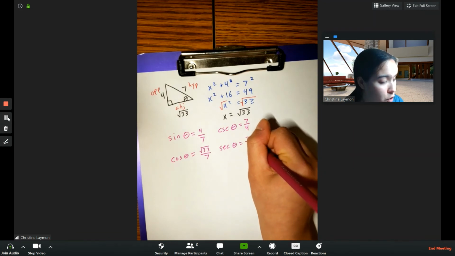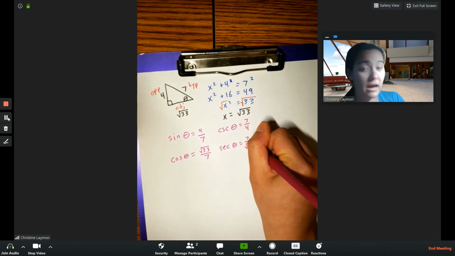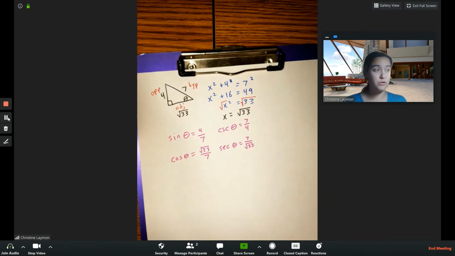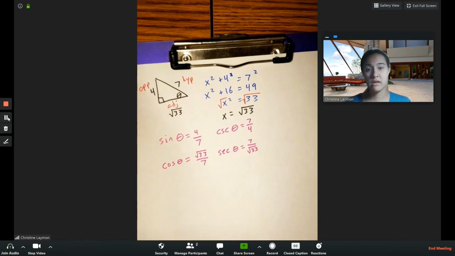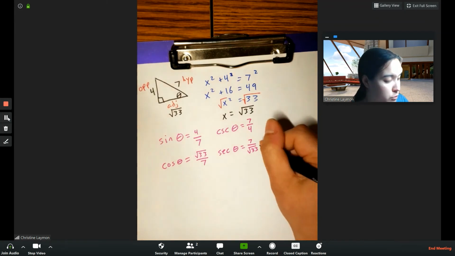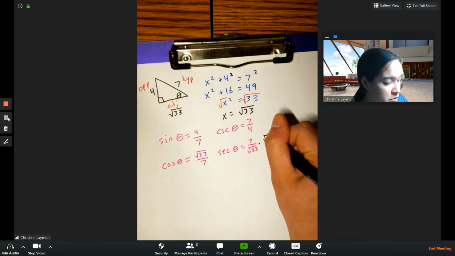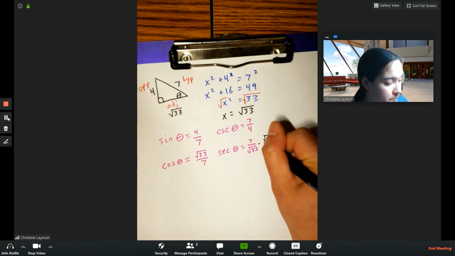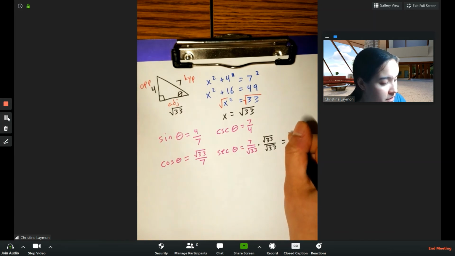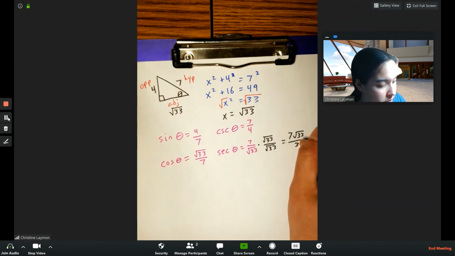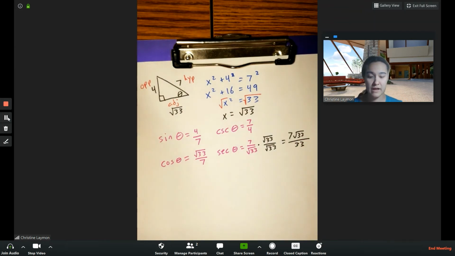Now when I do secant of theta, I am going to flip it upside down. So I'll have 7 over root 33, but I do want to rationalize it. I'm going to go ahead and do that right now. Let me go ahead and zoom in a little bit more. Okay, so remember to rationalize, we're going to multiply top and bottom by whatever that radical is in the bottom. So multiply top and bottom by the square root of 33. Okay, so what I have now on the top is 7 root 33 all over 33. That is the value of secant theta.